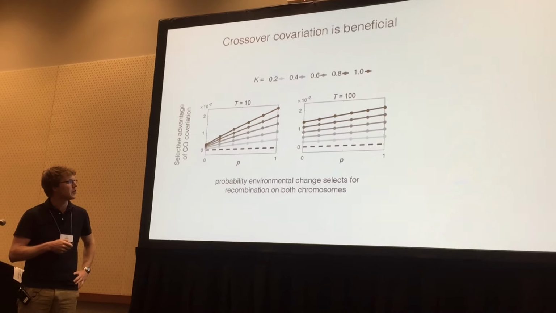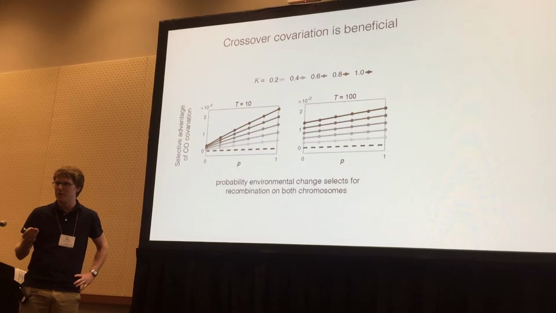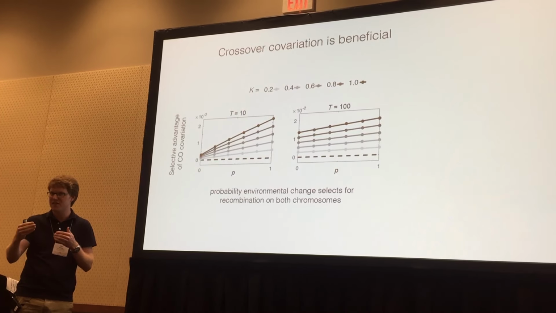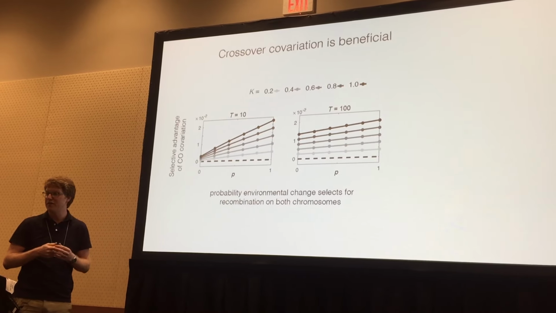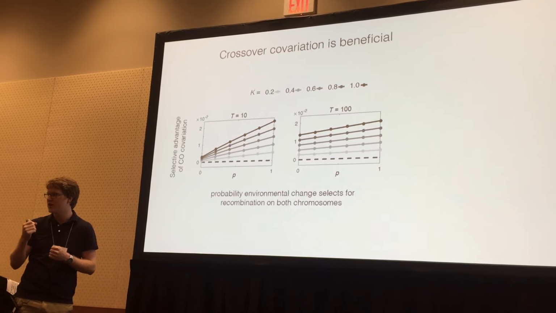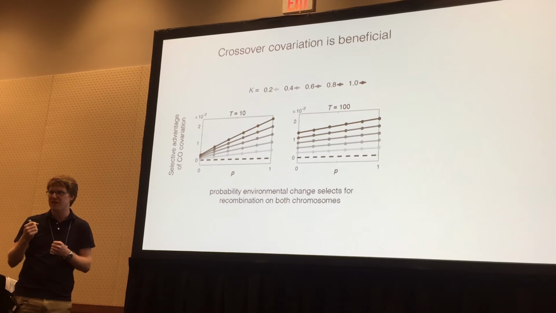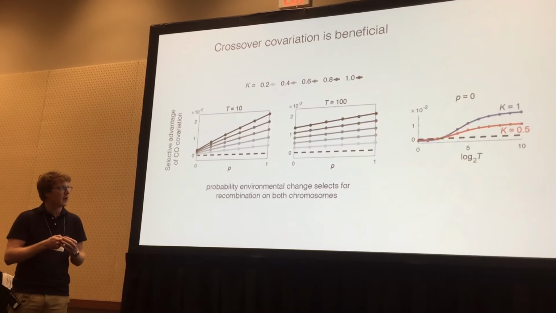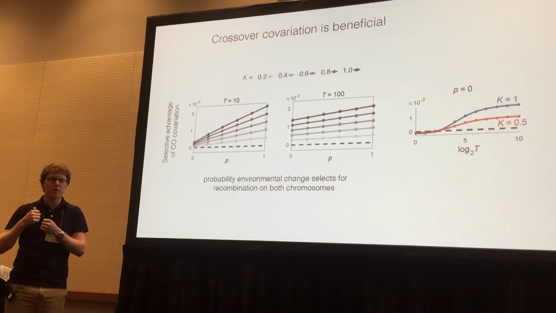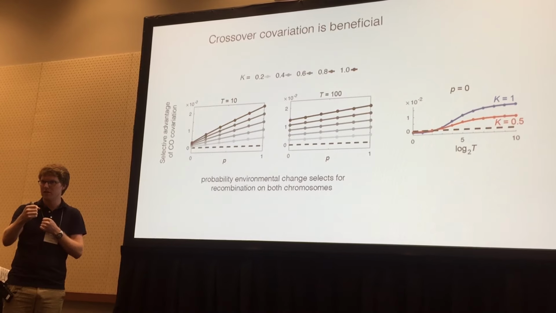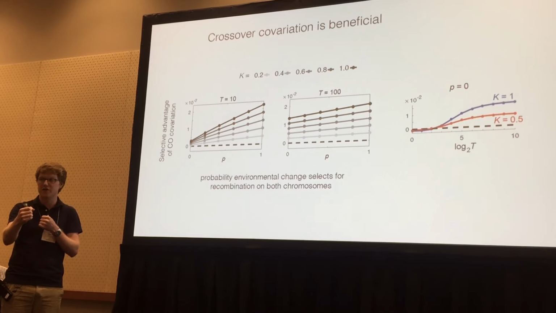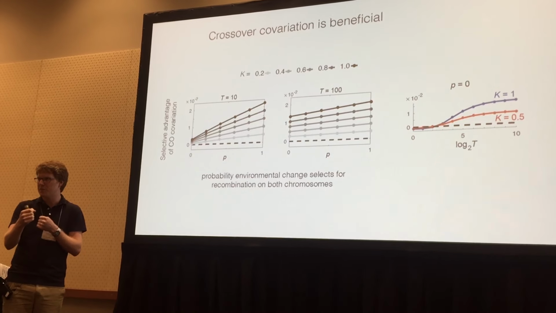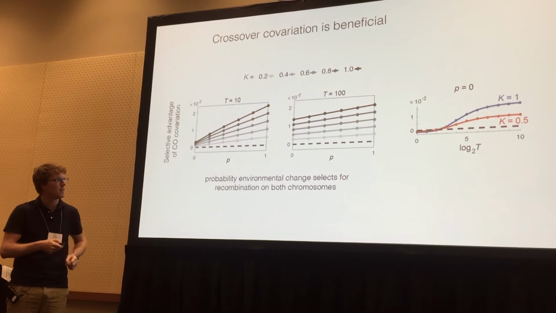So where could that be coming from? Well, we reason that because the environmental changes themselves are bad for covariation, it must be coming from the stasis periods in between environmental changes, when crossover covariation can be favored, because it overproduces gametes with few crossovers, with none in this model. Okay, and by that logic, it should be the case that as we increase the period of stasis between environmental changes, the advantage to crossover covariation increases in the case that p equals 0, and that's precisely what we see here.